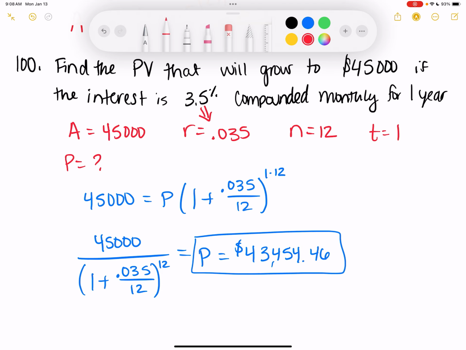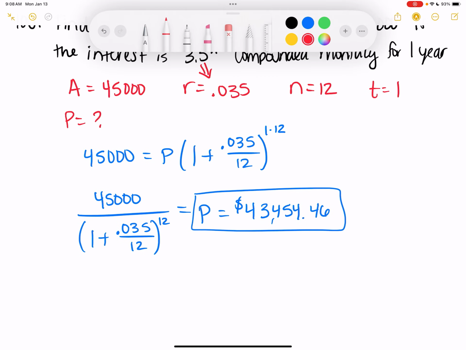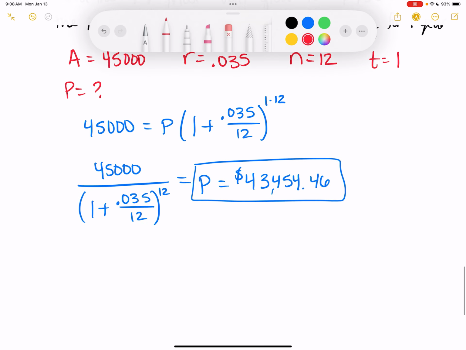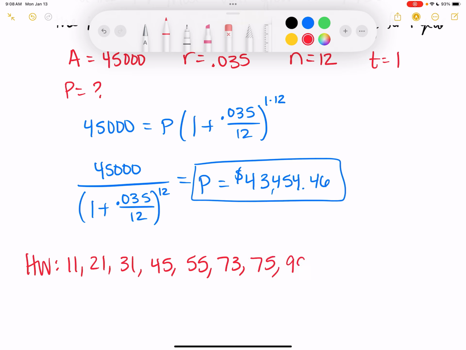There's not a ton of time left, so I'll probably give you about 15 minutes at the start tomorrow if you need it to finish this stuff up, maybe 20 minutes to make sure you have plenty of time, because I know these take a little longer sometimes to do. But problems 11, 21, 31, 45, 55, 73, 75, 99, and 101.